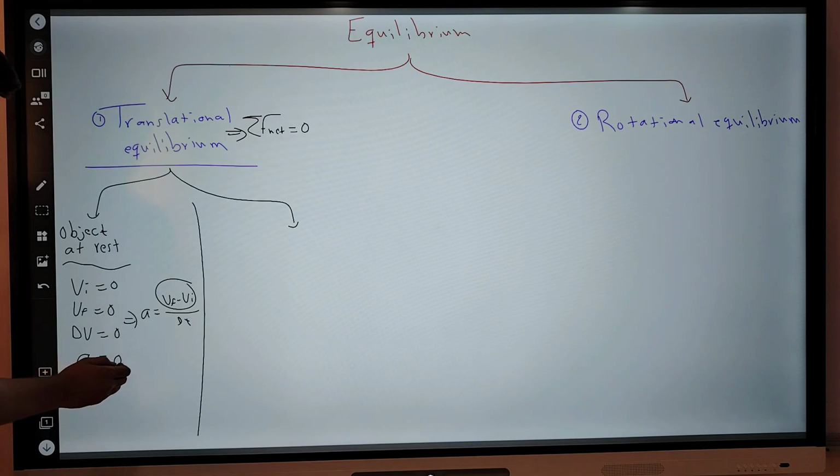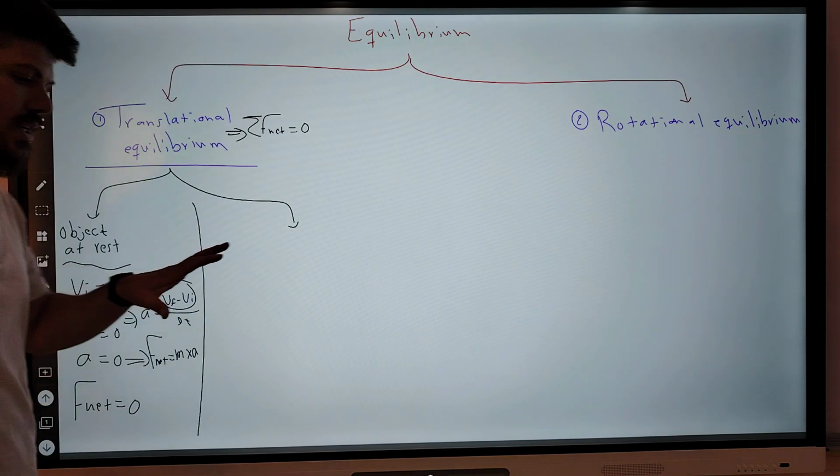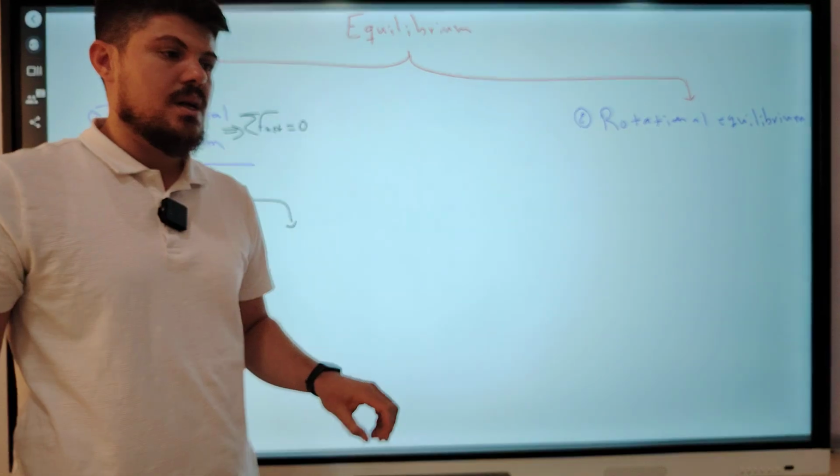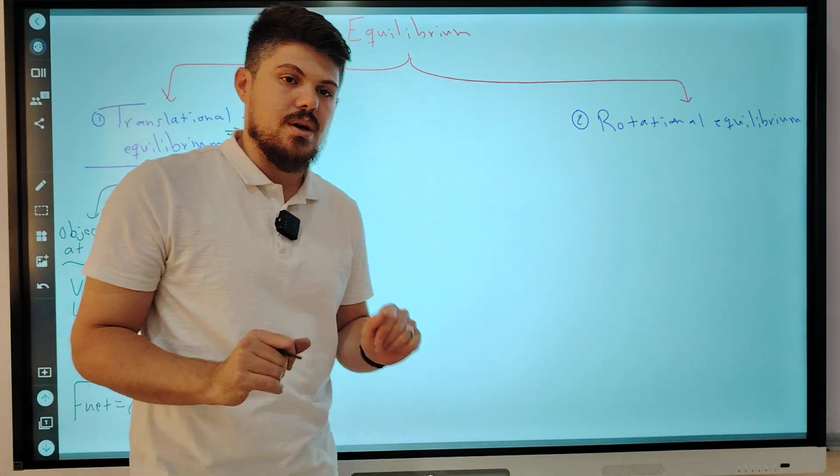When acceleration is zero, according to Newton's second law, net force is equal to mass times acceleration, okay? When acceleration is equal to zero, what happens to the net force? The net force is also zero. So if the object is at rest, we can say the object has translational equilibrium, okay?